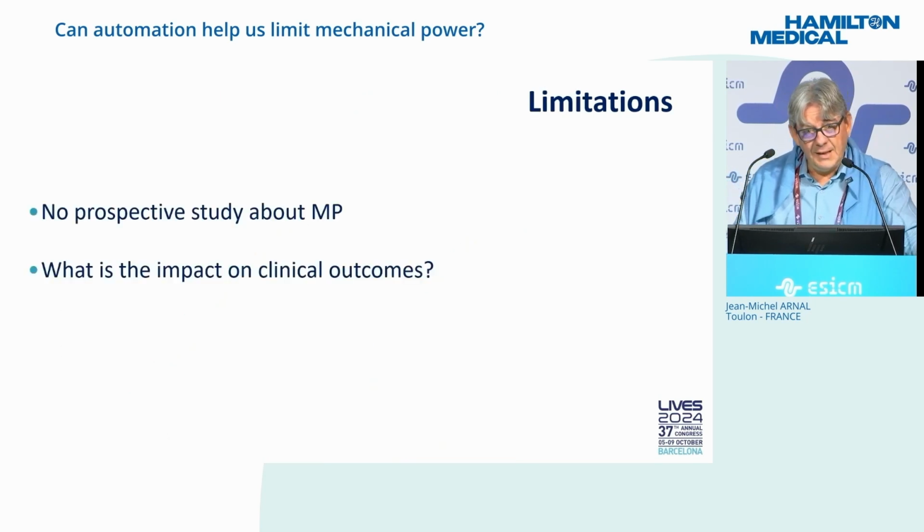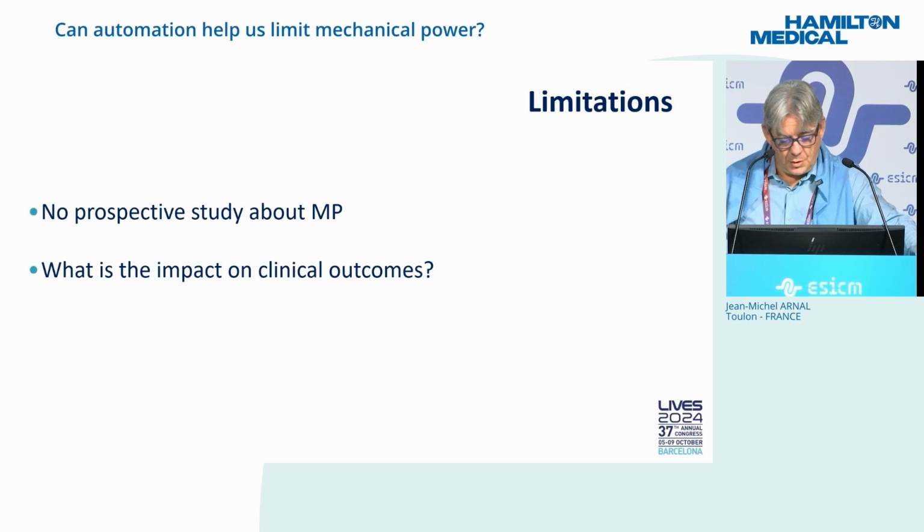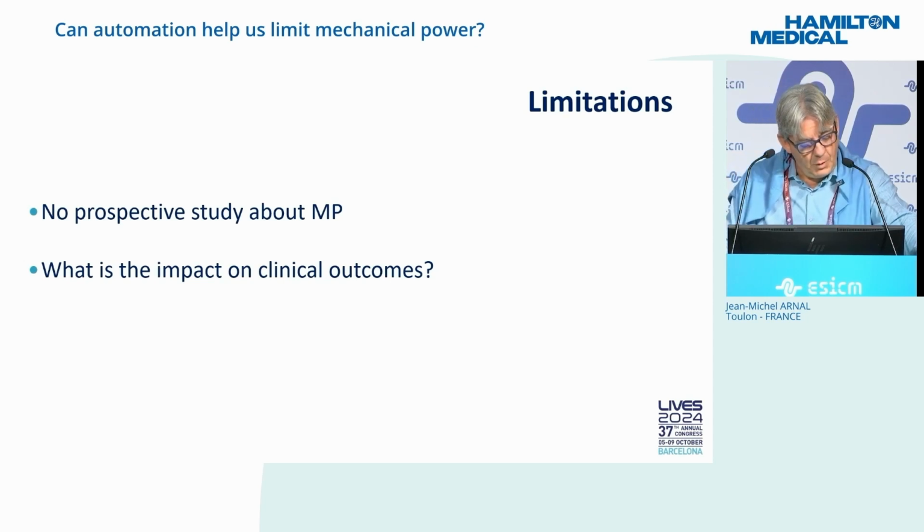So, there are some limitations. It was already mentioned before. There is no prospective study comparing mechanical power. So we may say, yeah, it's nice, automation is limiting mechanical power, but then what is the impact on the outcome? So I don't have a definitive answer to this question.